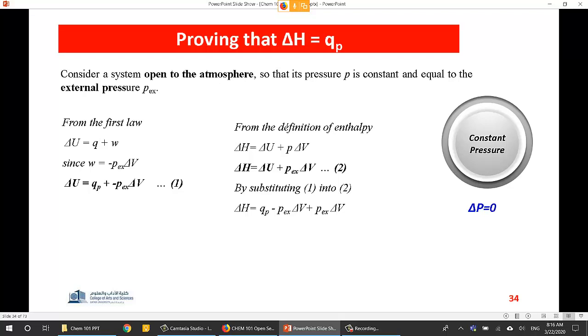For the other part, we take the definition of enthalpy, which is delta H equals delta U plus P delta V. We're working at constant pressure, so that's P delta V, not delta PV. That will give you equation number two. If you notice here, we have two equations, 1 and 2. I am going to substitute equation 1 into equation 2, and that will give me delta H equals QP minus P delta V plus P delta V.